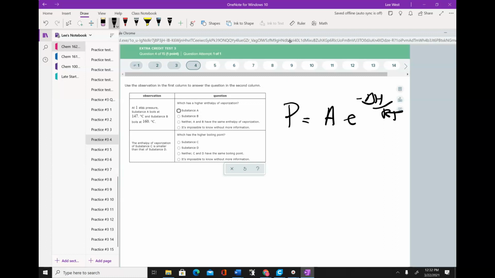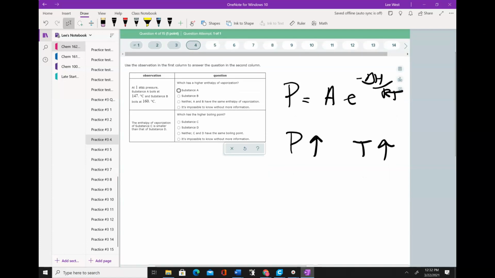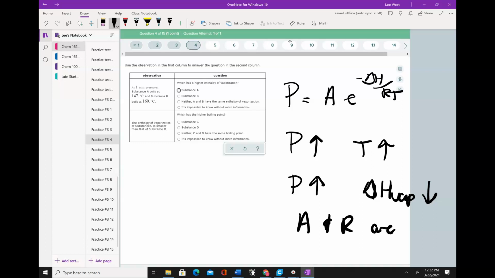So the vapor pressure above a liquid is determined by the Clausius-Clapeyron equation that basically says this. It says that the vapor pressure increases as the temperature increases. And in particular, it also says that the vapor pressure above a liquid increases as the enthalpy of vaporization decreases. Now, in this equation here, I should point out that A and R are constants. And this is the single point form of the equation. We normally use the 2-point form.